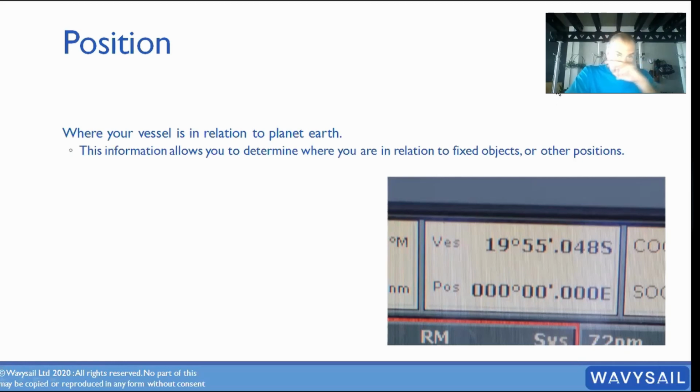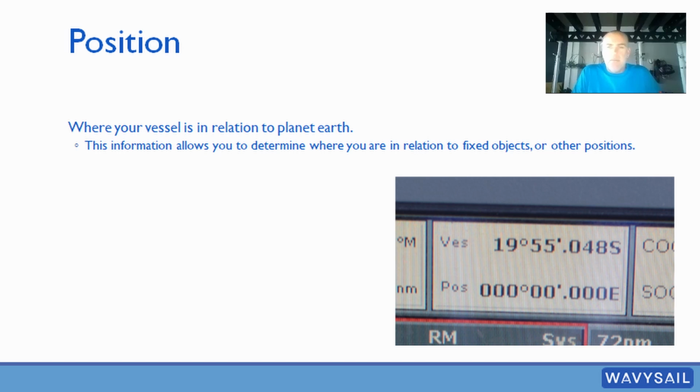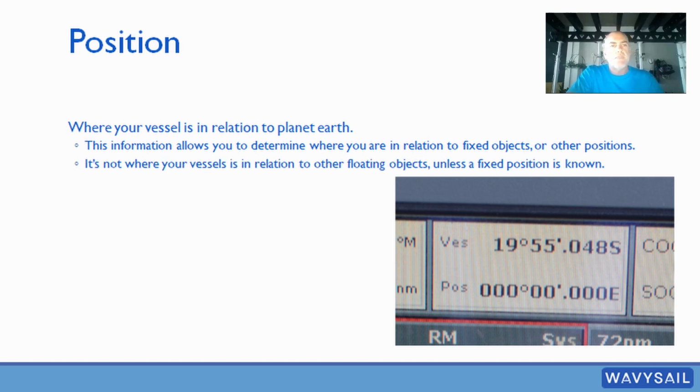Okay, so this information allows you to determine where you are in relation to other fixed objects and other fixed positions. In other words, if you know where you are, you can relate yourself to where other people are or where other land masses are. If you don't know what your position is, you obviously can't relate yourself, in distance or in any way of safety, to other objects. So that's the basic principle of position, to be able to relate to where everything is around you.